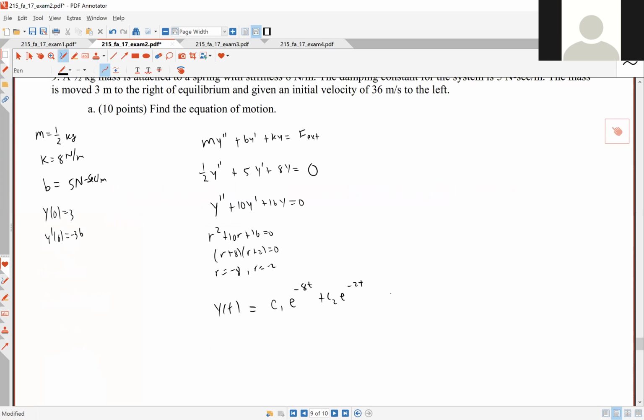If y of 0 is 3, then we have c1 plus c2 equals 3. If y prime of 0 is -36, then we have -8c1 minus 2c2 is -36. This will give you c1 equals 5 and c2 is -2. So we have y of t equals 5e to the negative 8t minus 2e to the negative 2t.